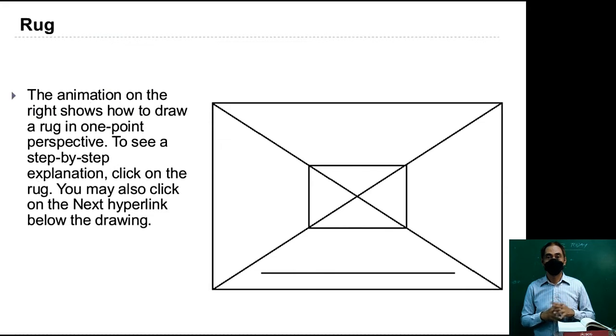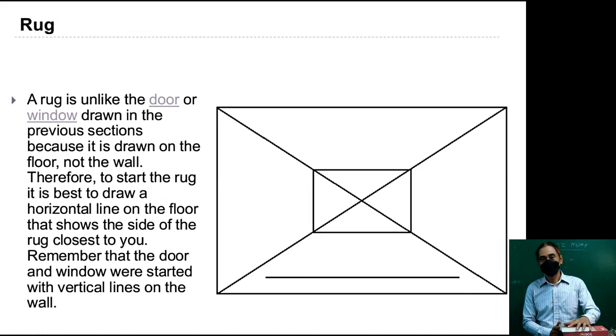This is how to draw a rug in one-point perspective. A rug is unlike the door or window drawn in the previous section because it is drawn on the floor, not on the wall. Therefore, to start the rug it is best to draw a horizontal line on the floor that shows the side of the rug closest to you. Remember that the door and the window are started with vertical lines.